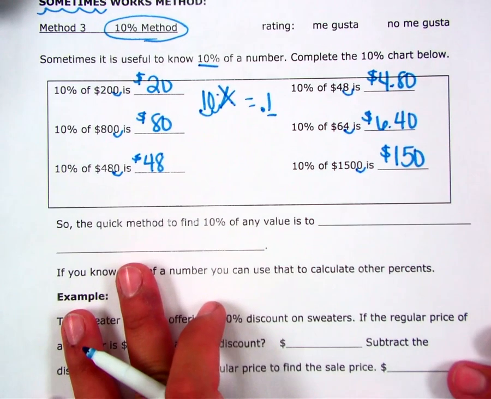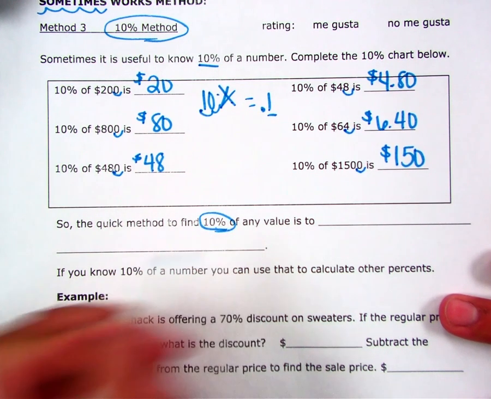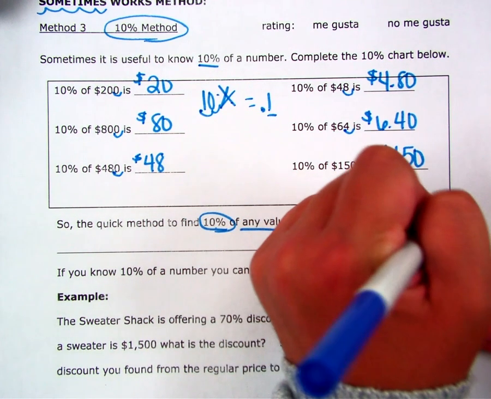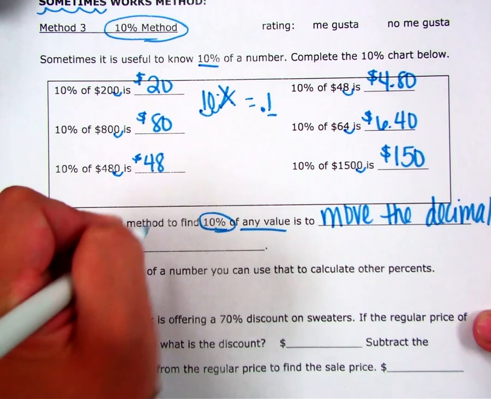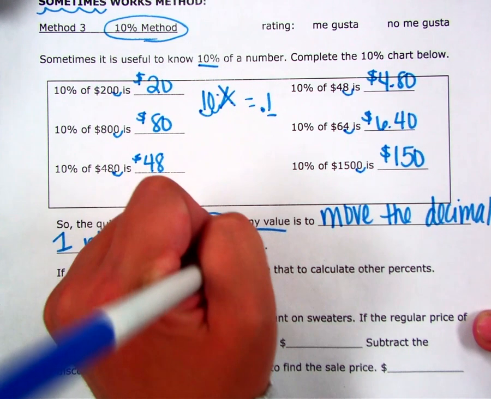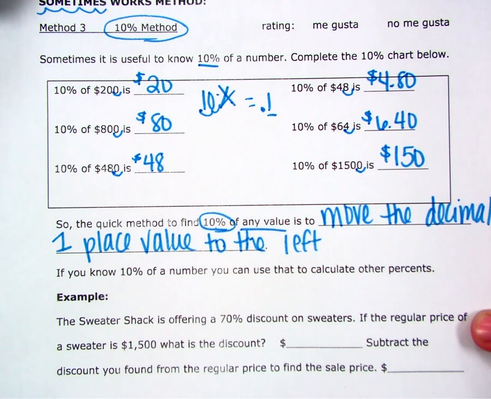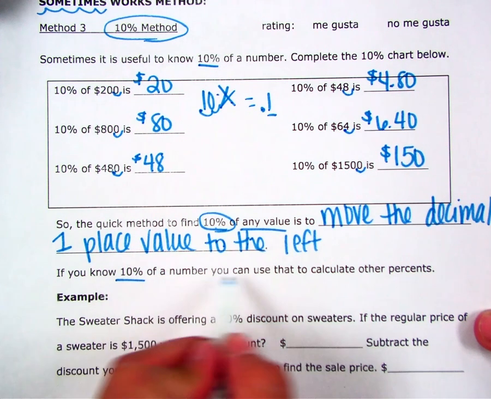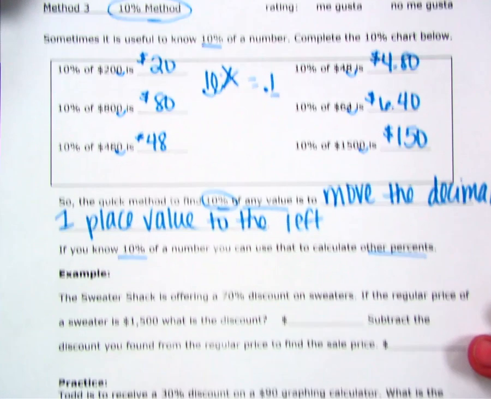Okay, so we can use a little trick there, a quick method, to figure out 10%. So the quick way that we did to find 10% of any value is to move the decimal one place value to the left. Now, if we know 10% of a number, we can use that to calculate other percents. It didn't say any percent. That's why this is a sometimes works method.